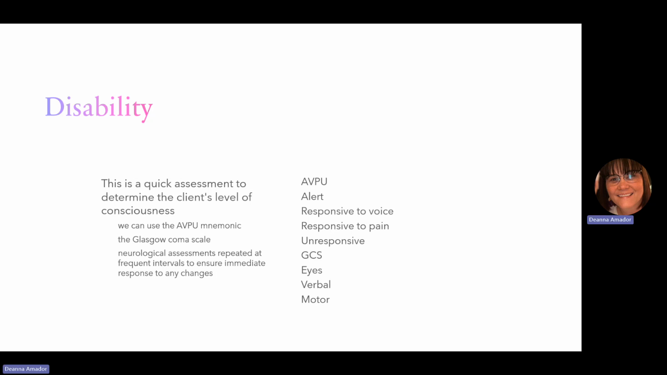Anyway, A is alert. The V is responsive to voice. The P in AVPU is responsive to pain. The U is unresponsive. So the GCS, that scale is going to be the next slide, but obviously that's your eyes, verbal, and motor that you're assessing. So let's go look at that again real quick.